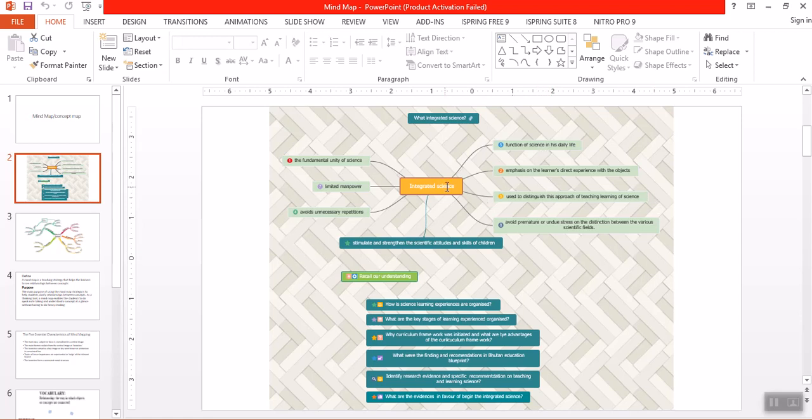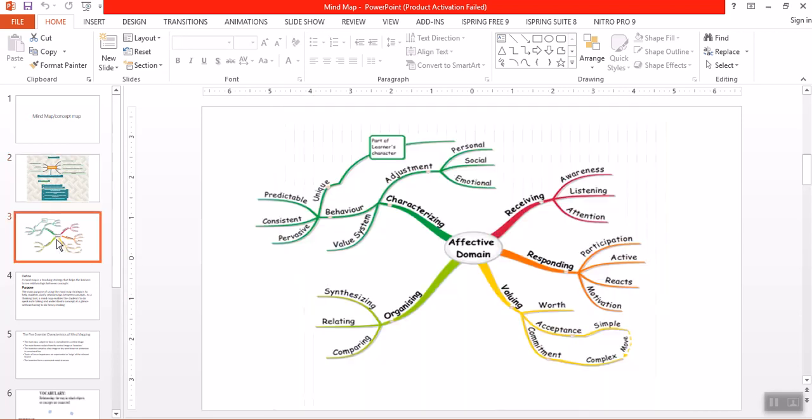Look at this way, I have connected one sentence to another. But here there aren't many connections. However, I would like to show you the next. Look at this, the affective domains. The affective domains are characterization, receiving, responding, valuing, and organizing. And now if you look at this again, this has been branched.